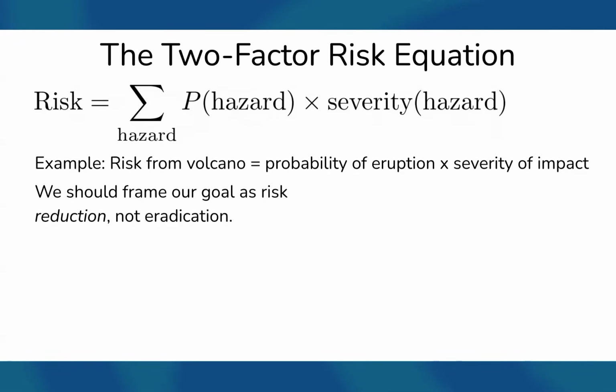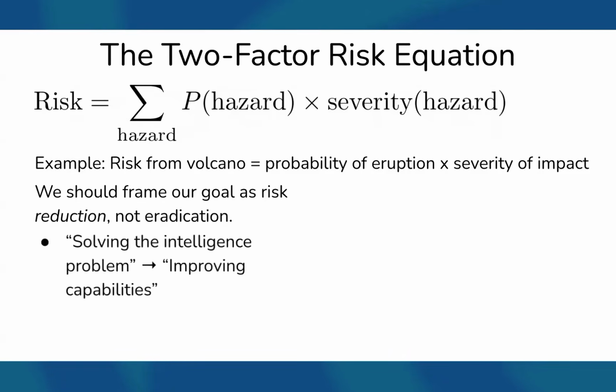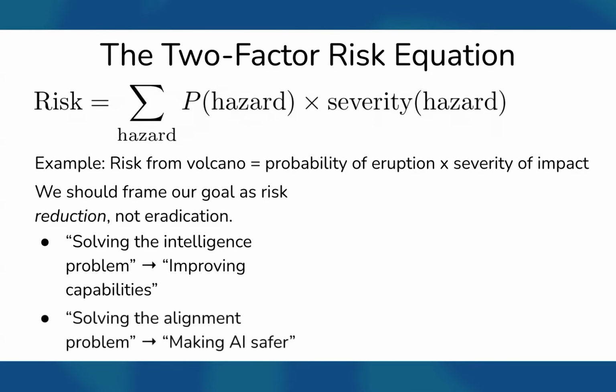That may be infeasible. So I think it's somewhat of a confused way to frame the problem as solving AI safety or solving alignment. To see this, think about how we talk about other problems. If somebody says, we'll try and solve the intelligence problem, that sounds kind of confused in thinking. It's more natural to say that people trying to solve the intelligence problem are trying to improve capabilities, which are along a spectrum.